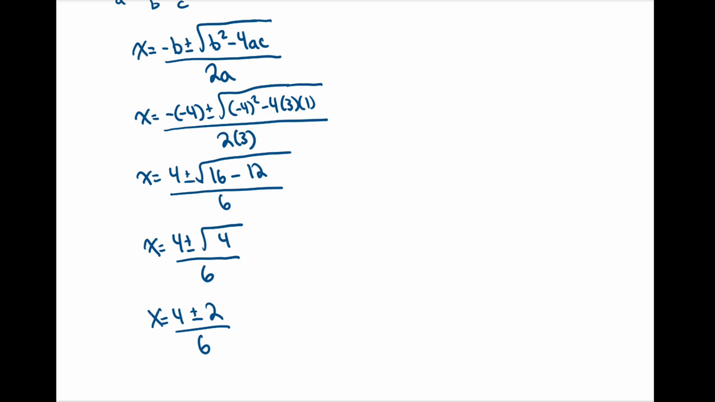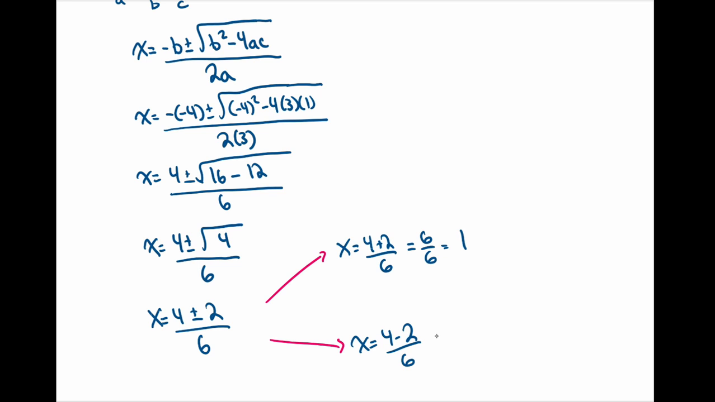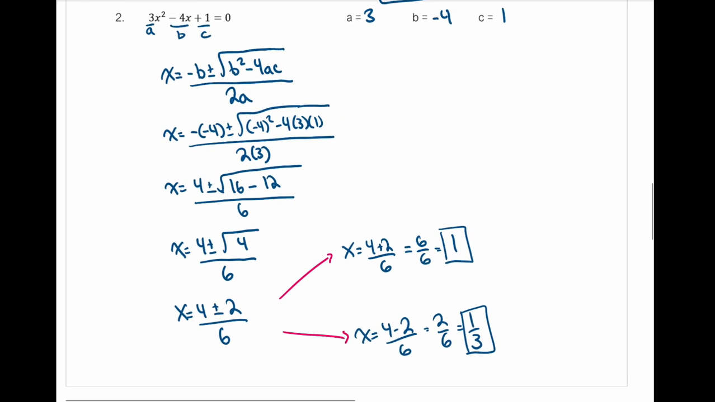And then from here, again, now we can break off into our two parts to do the plus or minus. So one will be x equals 4 plus 2 divided by 6, and one will be x equals 4 minus 2 divided by 6. In this case, 6 over 6, or 1, and 2 over 6, or 1/3. So that means these are my two solutions, or my two x-intercepts for this quadratic equation.